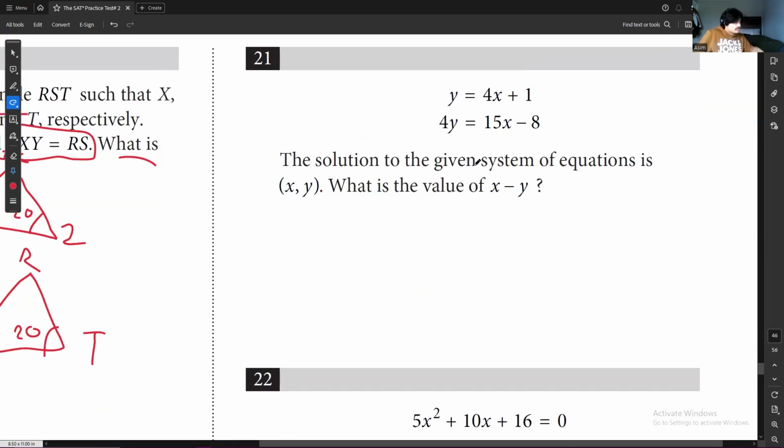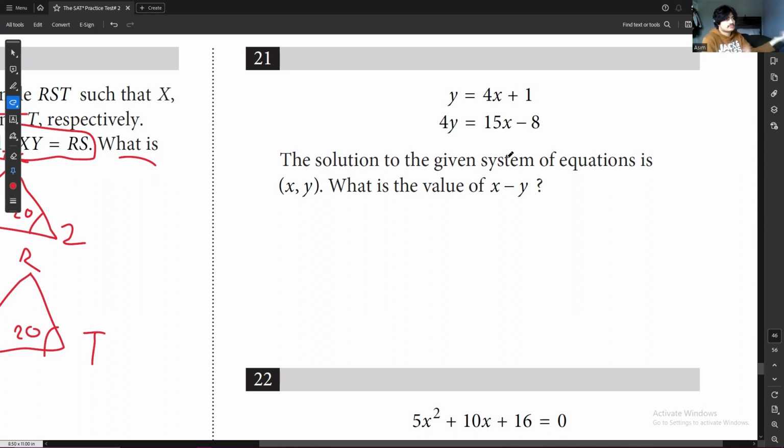Question number 21. The solution to the given system of equations is (x, y). What is the value of x minus y? So guys, in this case, we have two equations. This is a system. We call this a system. And if I have two unknown variables, in this case, y and x, how are we supposed to solve these equations? We can't. We have to get rid of one variable, either x or y.